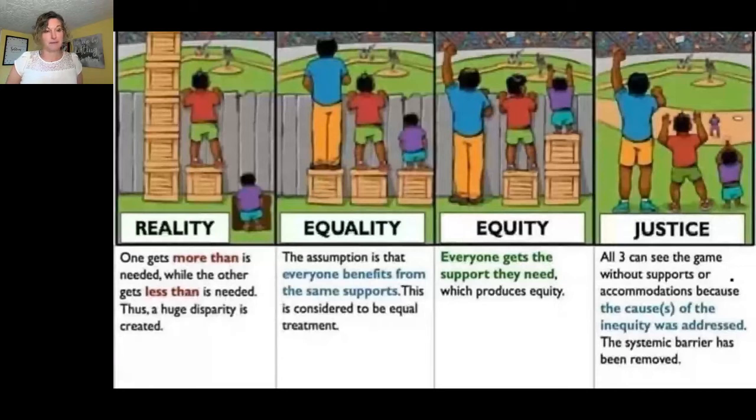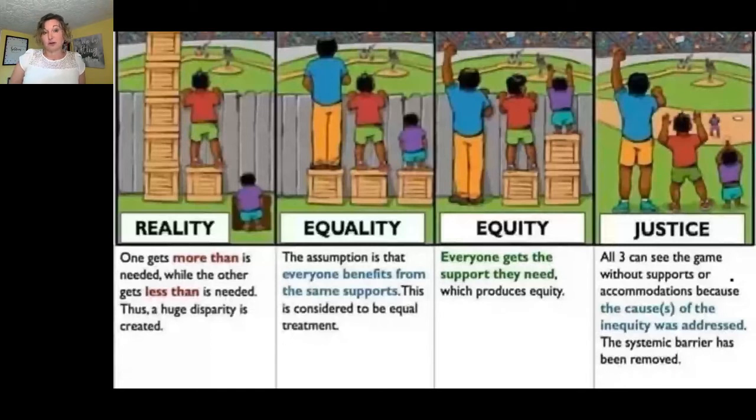Then we look at the concept of equality, and equality creates the assumption that everyone benefits from that same support. So in this case, in the picture, you can see the boxes that are there. The person in the yellow pants is standing on a box and is quite tall, and so doesn't really need the box to be able to see over the fence. The individual in the red shirt, that's the perfect support for them. They can see over the fence quite well with the red box, and that's what they need.